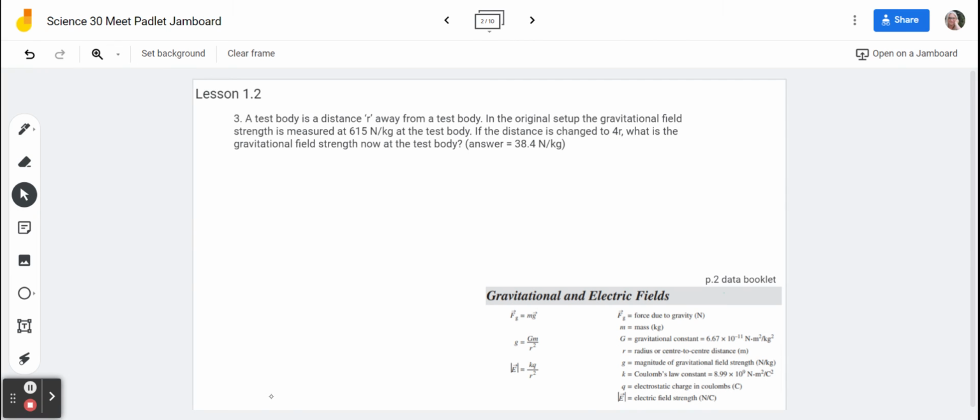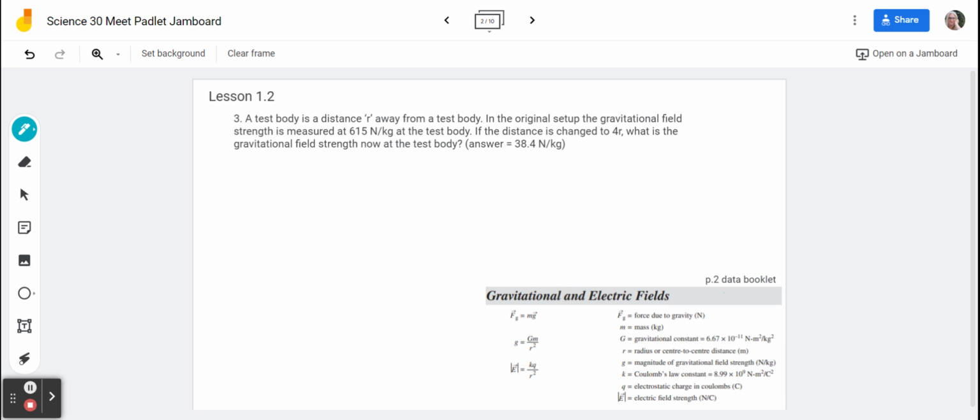All right, here's some help for question number 3 from your lesson 1.2 practice questions. This is very similar to what I was doing in the lesson, where I had that chart and I was putting in ones for all the different variables to find the factor on how much the gravitational field strength changes. So here's applying that in a different scenario.